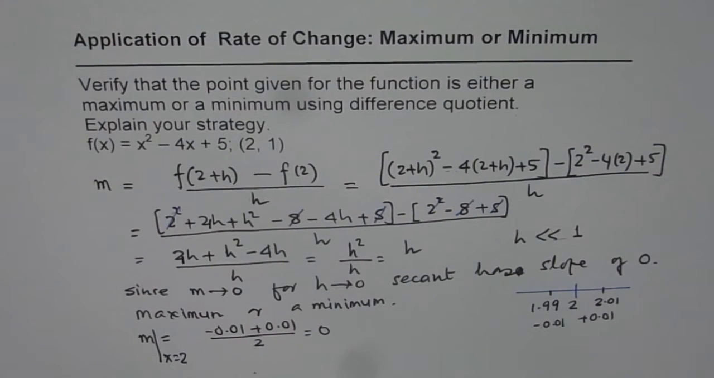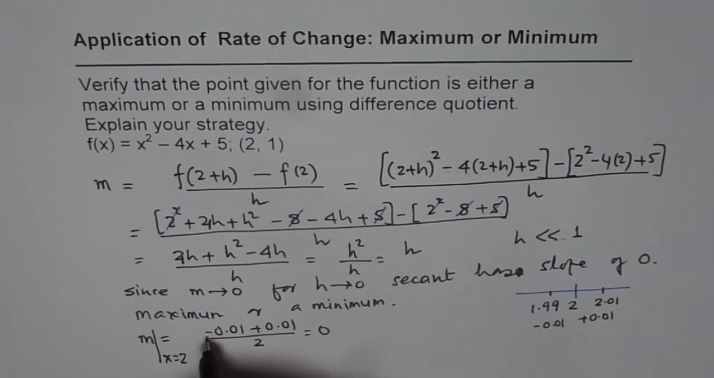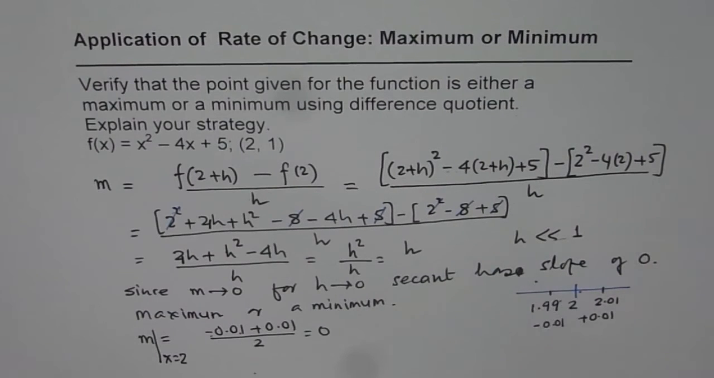So it is 0. Now, since we also know from our calculations that this slope here is negative, right? Minus 0.01 is negative slope. So basically, a point which is before 2, we have a slope which is downwards. Negative means like this, right? And if we are considering a point which is on the right side of 2, slope is positive. And that clearly shows that we have a minimum, right?